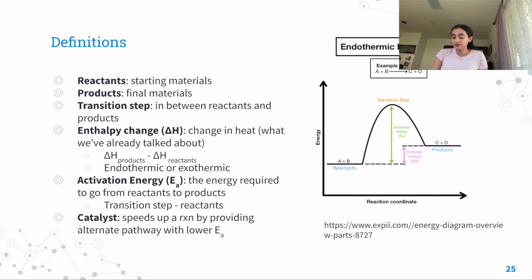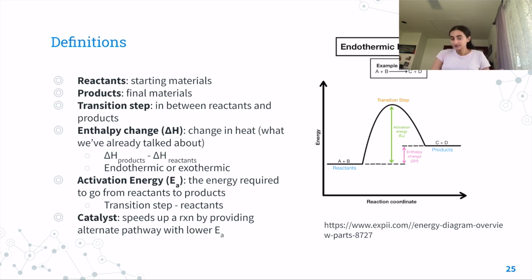And then we also have a new thing called activation energy. And activation energy is the energy hump kind of that you need to get over in order to go from the reactants to the products. So it's, as you can see in green, it's from the reactants to the transition step. So that amount of energy.